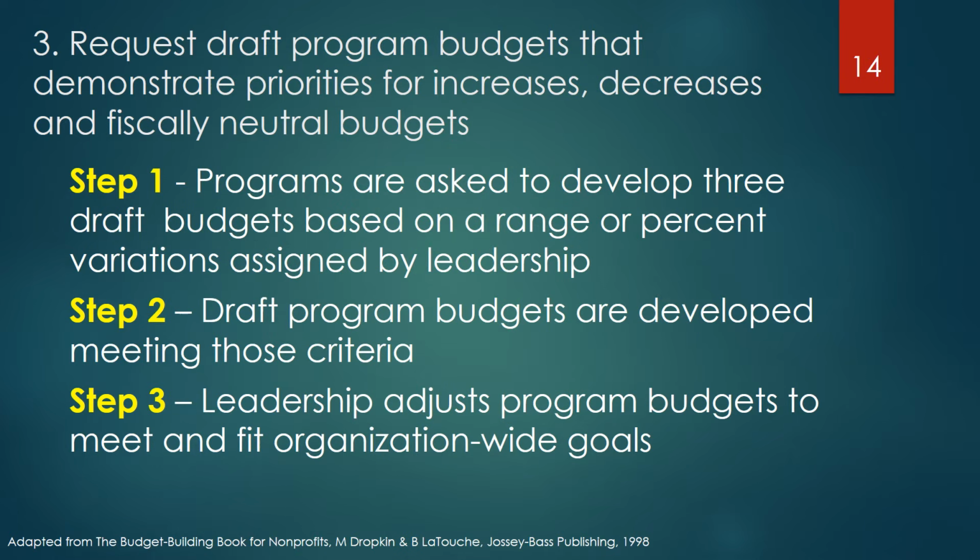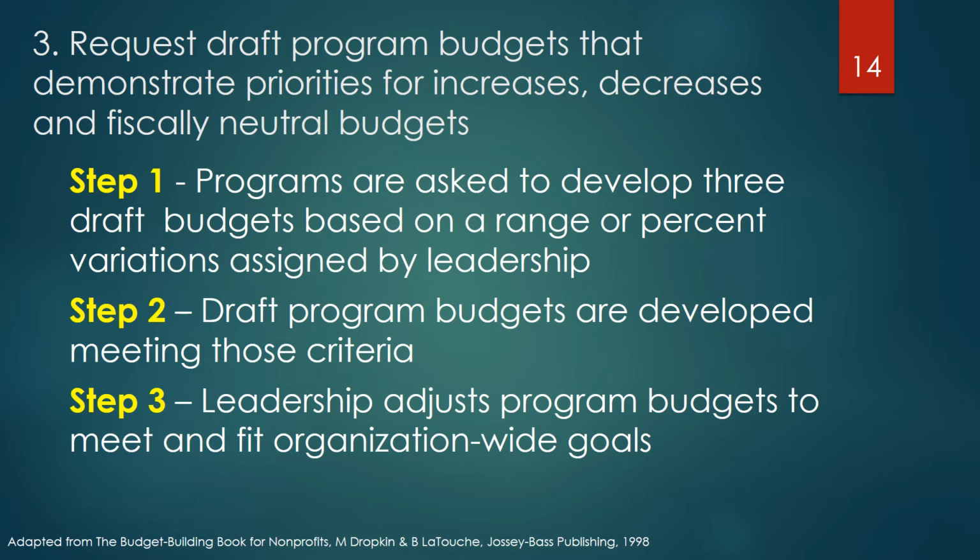Strategy 3 is where leadership requests draft budgets from programs and asks them to prioritize increases, decreases, or neutral budgets. This practically is a three-step process.